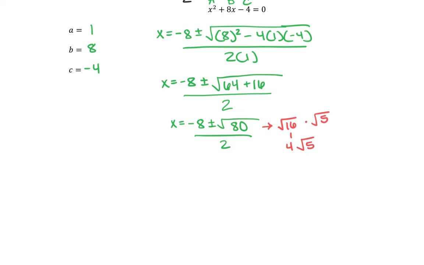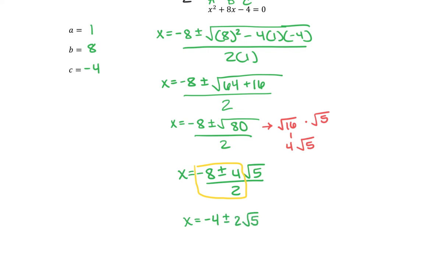All right, so now we're going to substitute that in for the square root of 80, and that gives us x equals negative 8 plus or minus 4 radical 5 over 2. Now we need to look at what number can I take out of 8, 4, and 2. So the largest number I can take out of all three of them is 2. So that gives me x equals negative 4 plus or minus 2 radical 5. All right. If you want to put it over 1, you can. That is fine.